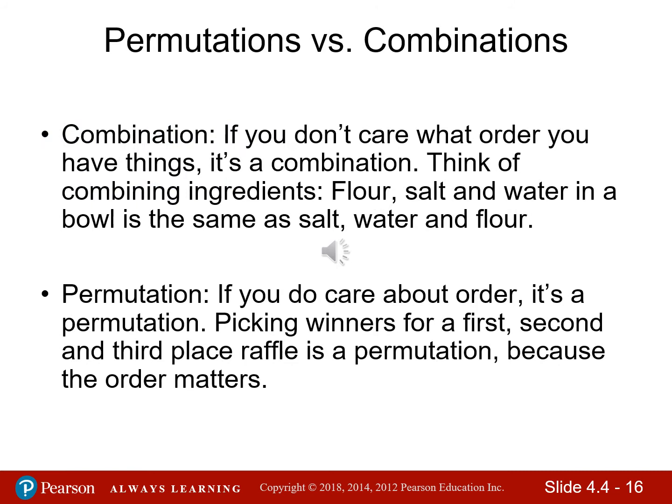The hardest part about solving permutations and combination problems is this: which one is a combination and which one is a permutation? For combinations, if you don't care about the order of things, it's a combination. So if you think about combining ingredients, flour, salt, and water mixed in a bowl would be the same as salt, water, flour. With permutations, if you do care about order, then it's a permutation. For example, picking winners for the first, second, and third place raffle would be a permutation because in that case, order does matter.